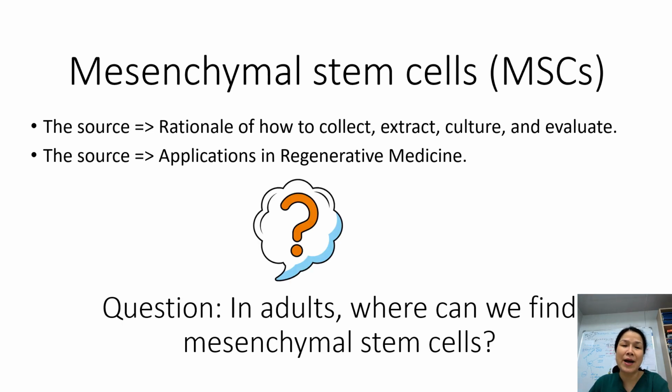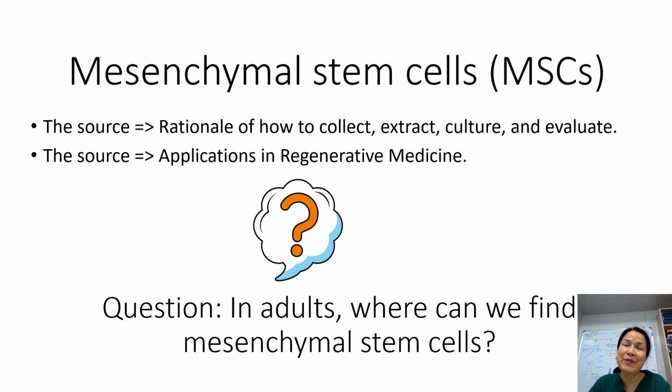The reason why we need to talk about mesenchymal stem cells, MSCs, is that if we understand the source of the MSC, we're going to understand the current techniques, why we use those techniques, and how to use them properly to collect, extract, culture, and evaluate the stem cells. Secondly, and more importantly, if we understand the source of the stem cells, later in your work, you're going to be able to apply them in real treatment for patients.